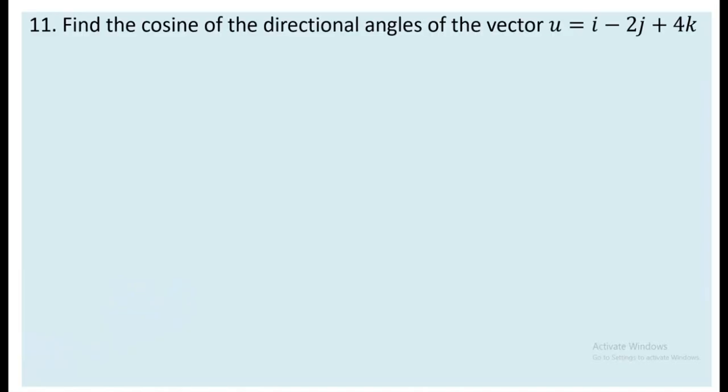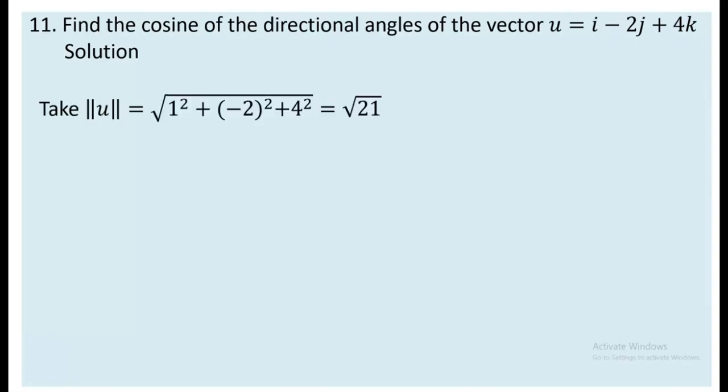Okay, proceeding to the next one, you are asked to find the cosine of the directional angles of the vector u, i minus 2j plus 4k. So what we need to do is determine the directional angles, okay? And basically we're not going to determine the directional angles. We are asked to find the cosine of the directional angles. So cosine of these angles are expected to be obtained.